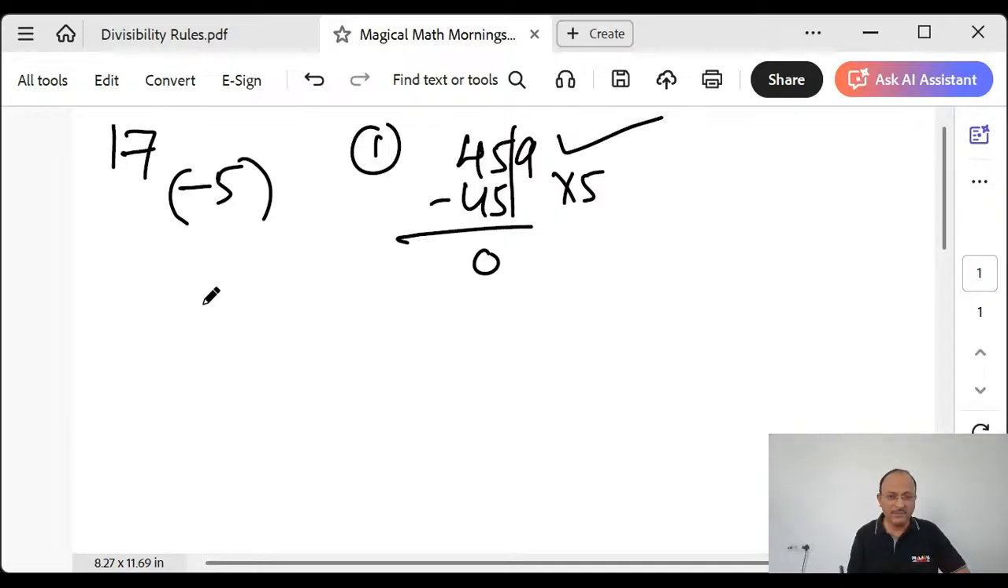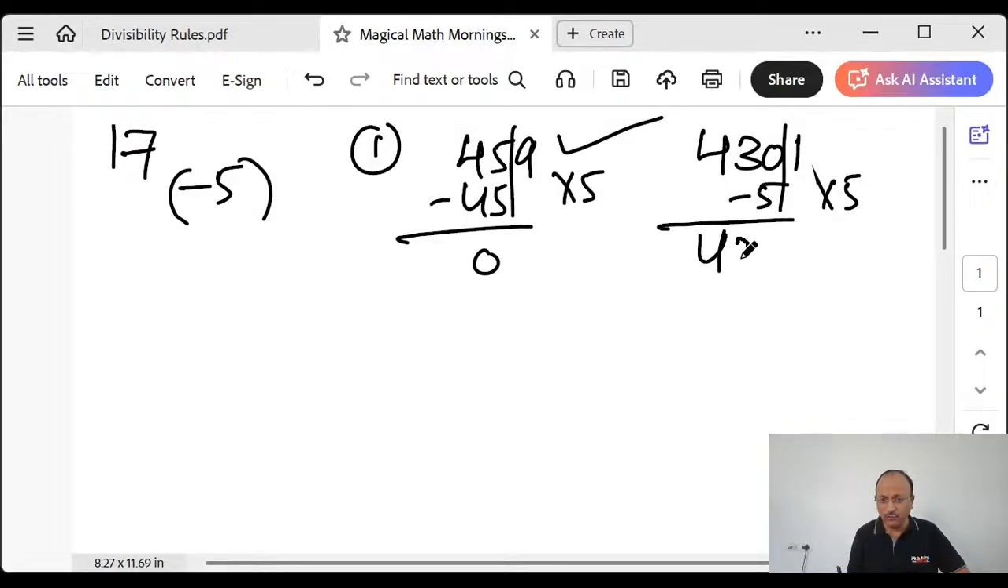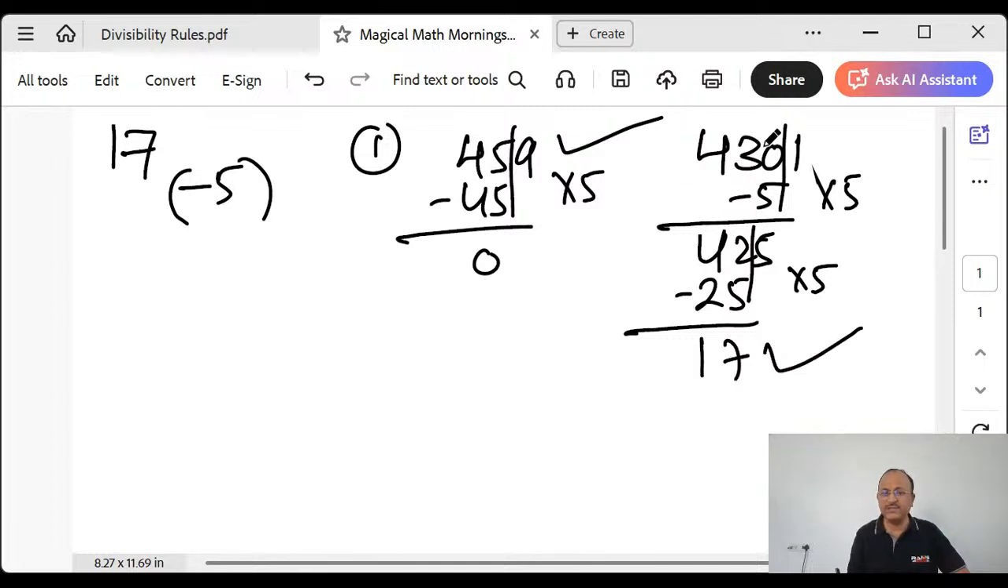Let's take a little bigger number. 4 3 digit you multiply by 5. 5 ones are 5 and you subtract it, you will get 425. Now still it is bigger, correct? So what I'll do? I'll multiply by 5. 5 fives are 25. 42 minus 25 is 17. Yes, this is divisible by 17.